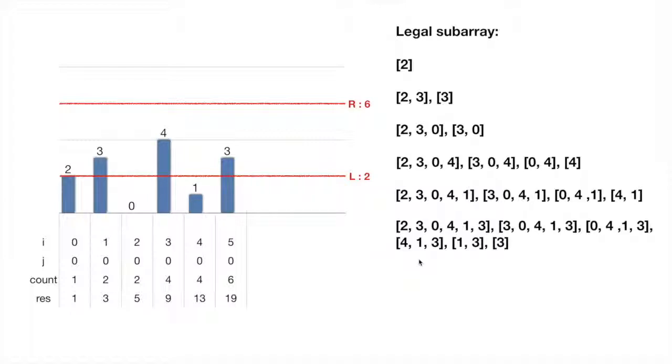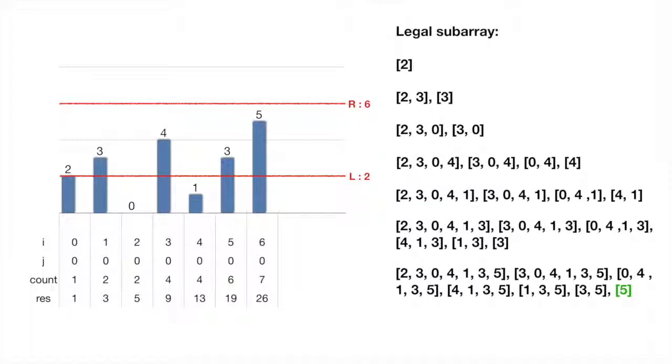And the same idea applies to this level, 1, 3. Even though 1 is illegal, as long as 3 is legal, it can be regarded as a legal subarray. Next element 5 is also legal, so we just update our count, I minus j plus 1, which is 7, and add it to the result.